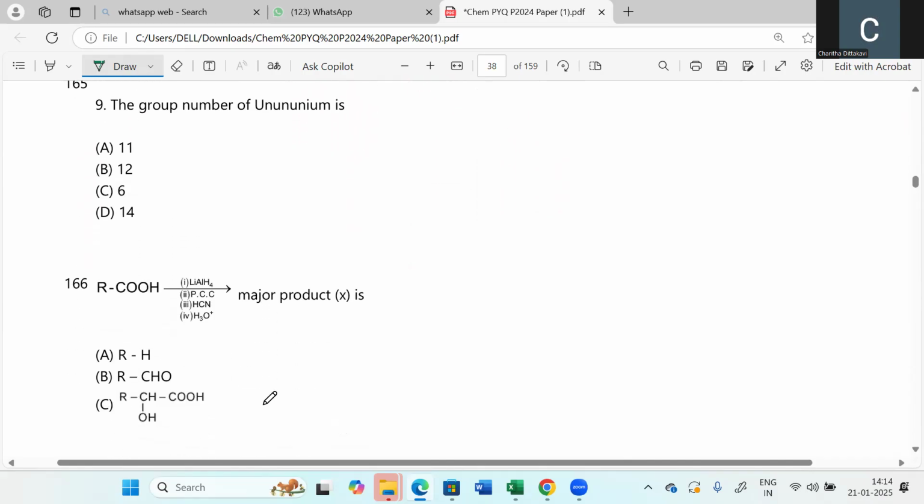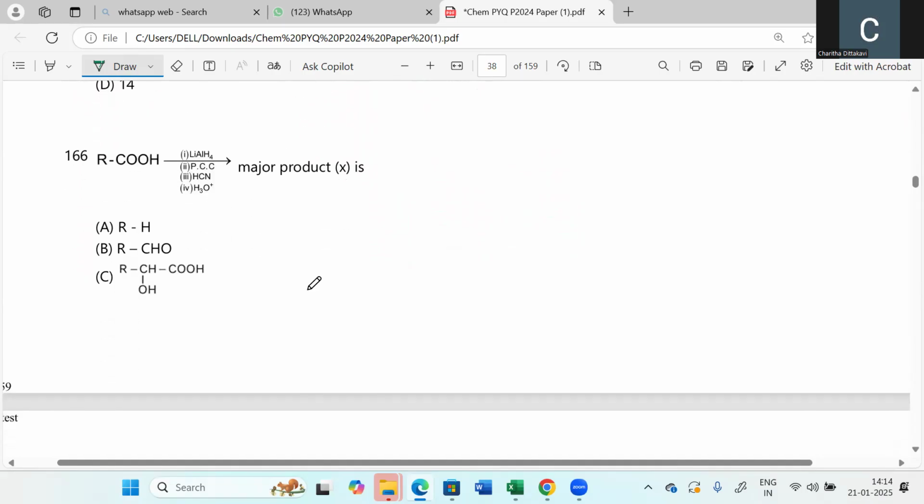Next, group number of unonium is what? So what is that number? Unonium, which is 111, right? Un is 1, un is again 1, unium is 111, right? So the group number would be 11 here, right? Next.